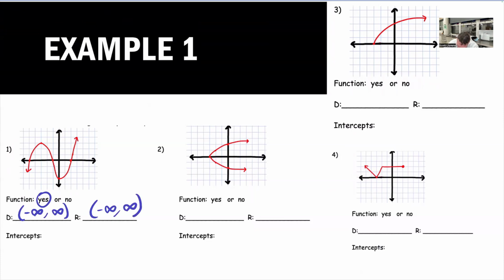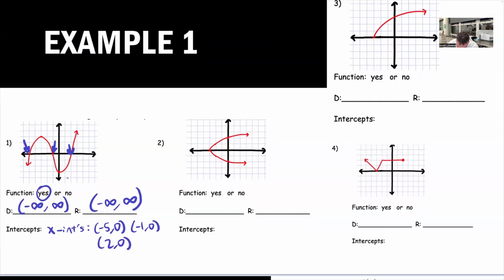As far as our intercepts go, we see that we have an x-intercept here, here, and here. Okay, so for my x-intercepts, that first x I see at negative 1, 2, 3, 4, 5, negative 5, 0. The next one I see at negative 1, 0. And then the last one I see is at 2, 0. And then as far as y-intercepts go, I see one right there at 0, negative 3.